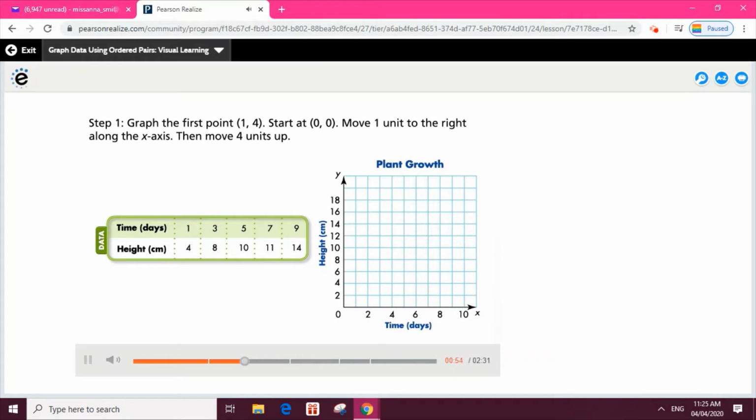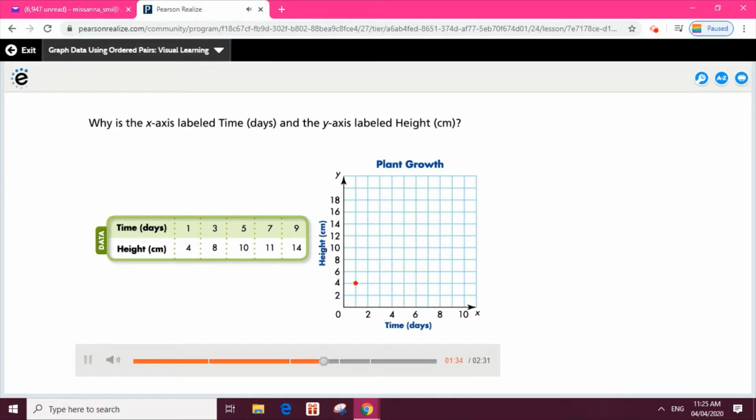Step 1. Graph the first point, 1, 4. Start at 0, 0. Move 1 unit to the right along the x-axis. Then move 4 units up. Does the green arrow show how to graph the first number in the ordered pair or the second number? How do you know? The green arrow shows the first number in the ordered pair. The first number always tells how far to move along the x-axis, as the green arrow does.